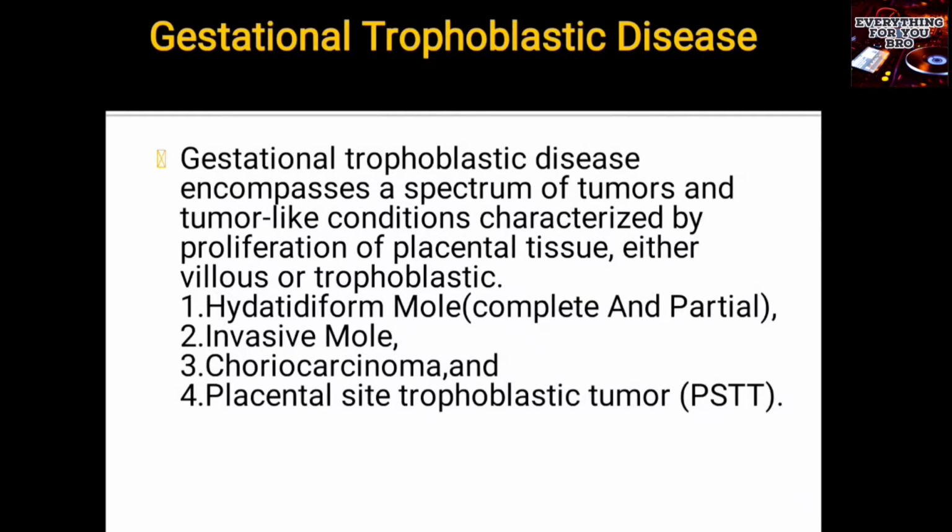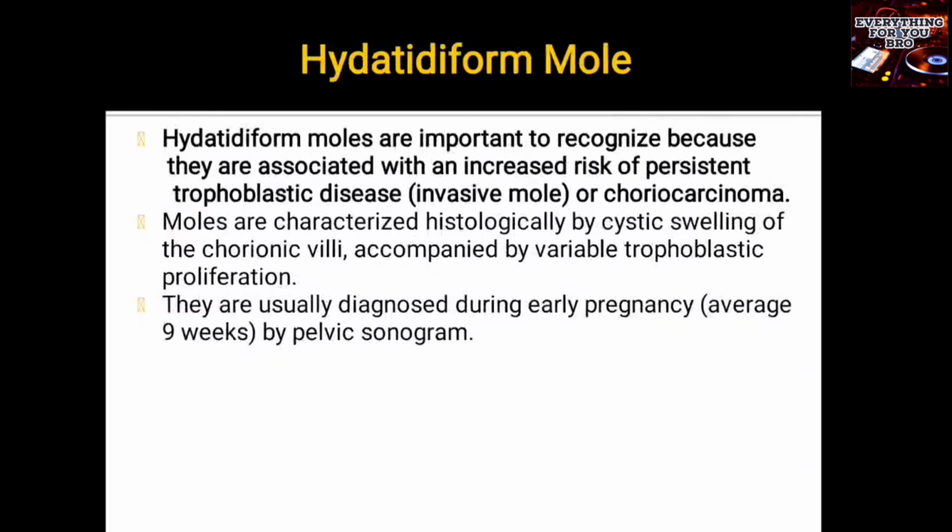Invasive mole: if a mole invades, it is called an invasive mole. Choriocarcinoma is a malignant one, and placental site trophoblastic tumor is a tumor-like condition. Coming to the hydatidiform mole, otherwise called molar pregnancy. In Telugu, it is called Mutyala Garbham. It is filled with pearl-sized vesicles filling the endometrial cavity, that is the uterus. That's why it is called Mutyala Garbham in Telugu.